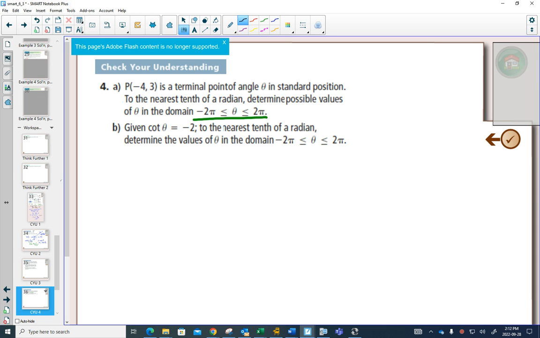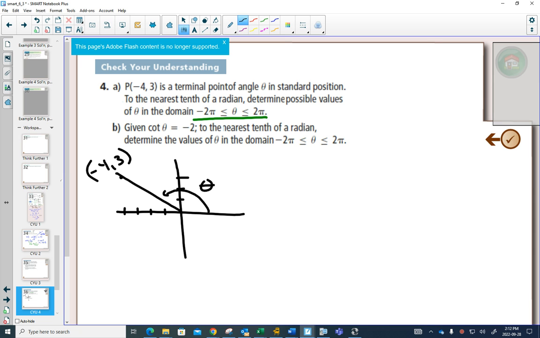But we do everything the same when we're solving a question in radians as if we were solving that question in degrees. The only difference is our calculator's in radians instead of degrees, and our answers look different. So what does that mean? I've got the point negative 4 comma 3. Can I draw that? 1, 2, 3, 4, 1, 2, 3. There's negative 4 comma 3. It's a terminal point. So here is my angle theta in standard position. In the positive direction, we could have theta in the negative direction go there as well.